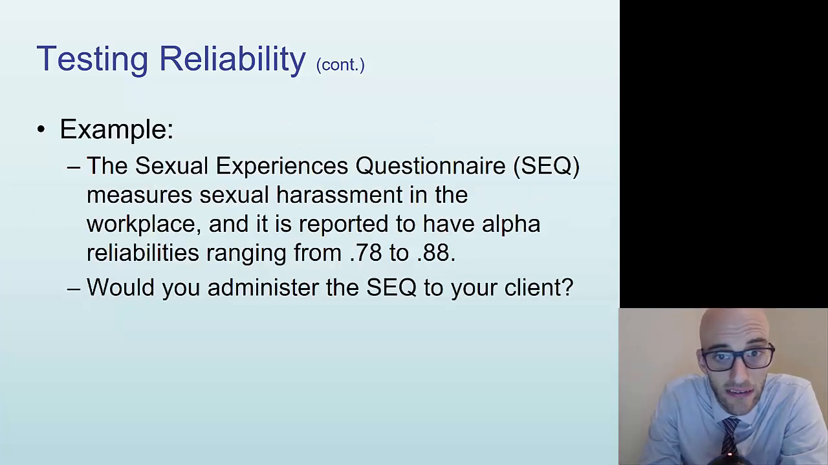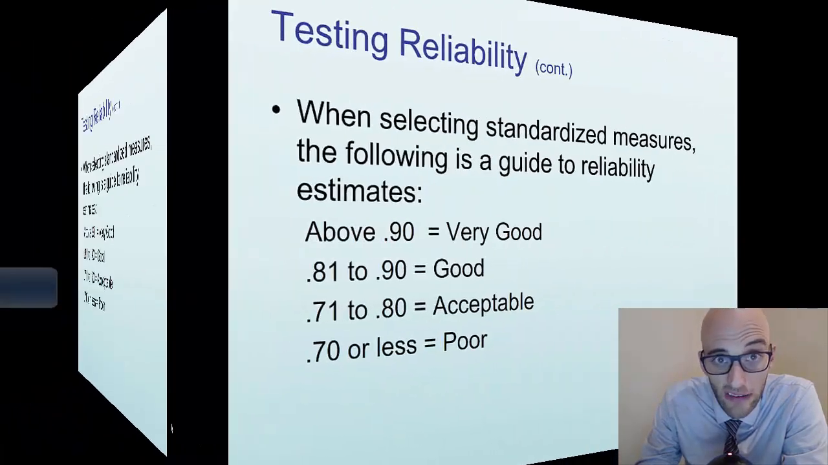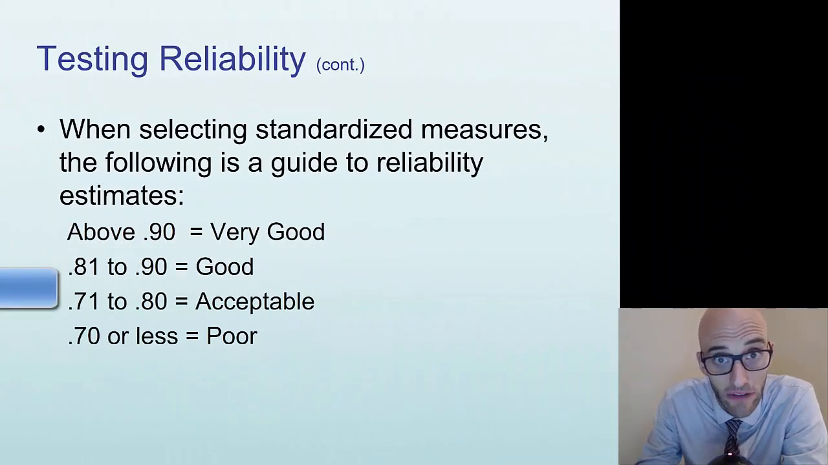So here from this example, the Sexual Experience Questionnaire measures sexual harassment in the workplace, and it's reported to have an alpha rating range from 0.78 to 0.88. So would you use this with your client, based on the previous slide? I would say that would be acceptable or good even.